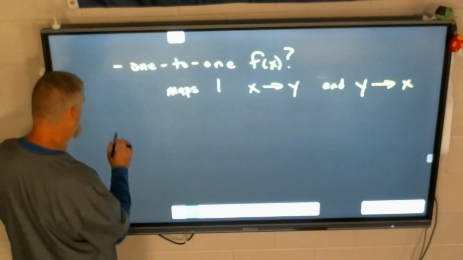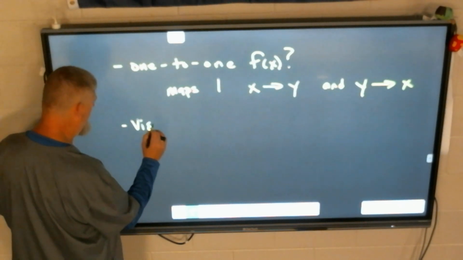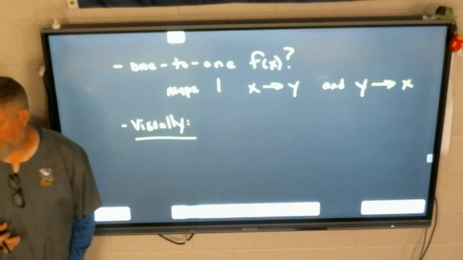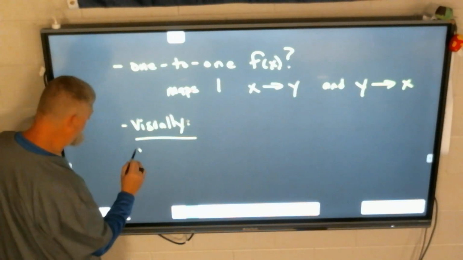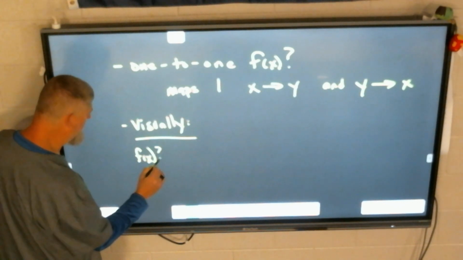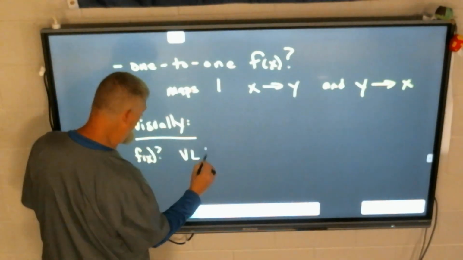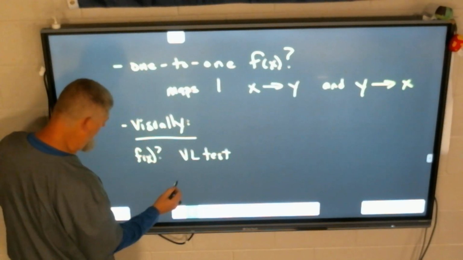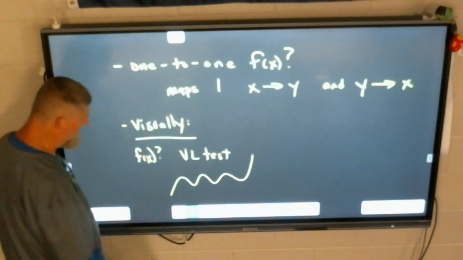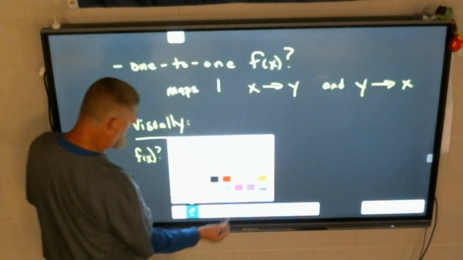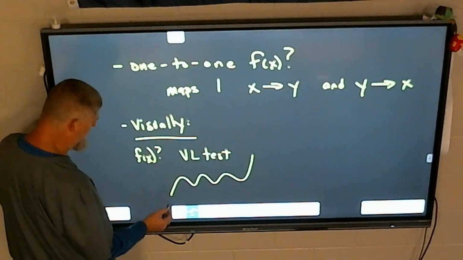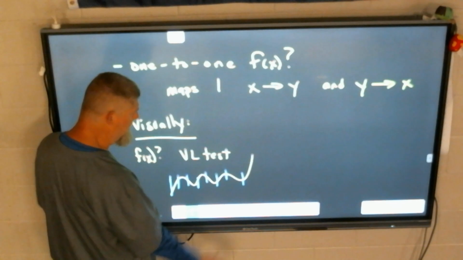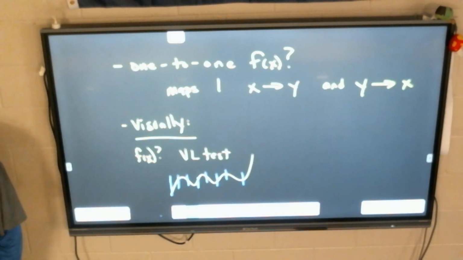Okay, so let's do this visually. I hope I've said enough that now you can remember what's the test to see if something is a function? Vertical line test. Very good. So if I give you a function, maybe some sort of polynomial like that, anywhere I go on that function, it's only going to touch the function once. So it is a function.